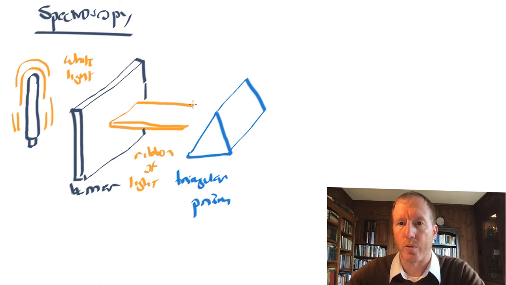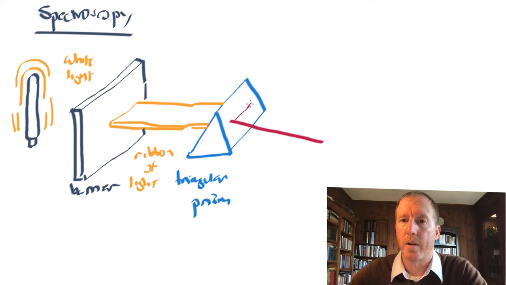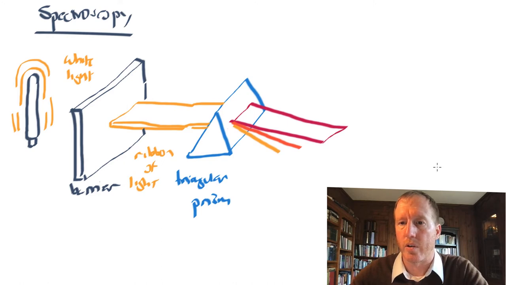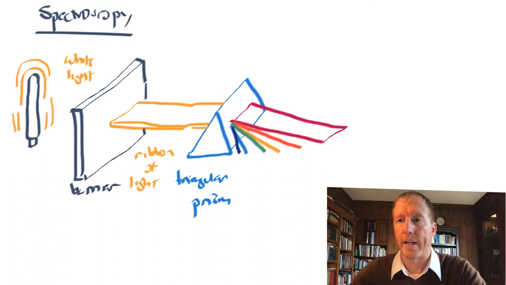What happens when this ribbon of light strikes this prism? Well, you've probably seen pictures of this. If you haven't, what happens is that this ribbon of light gets broken up into various colors. And they get bent by different amounts when passing through this prism. So the red light gets bent by a certain amount, and the orange light gets bent by a slightly different amount, and the yellow light gets bent by a slightly different amount. I'm going to draw all the colors of the rainbow like this. So you get this dispersion or spreading out of the light.